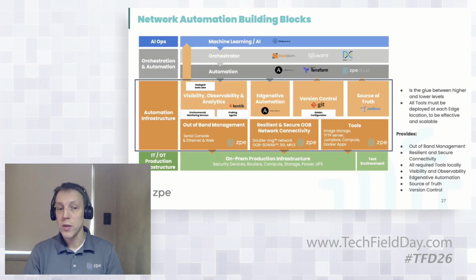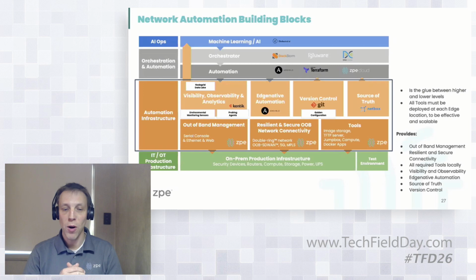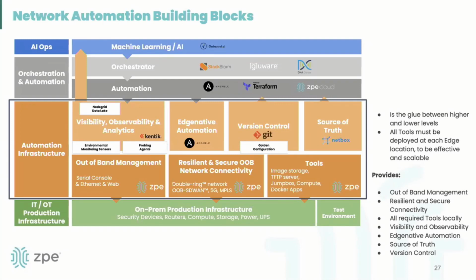In total, there are 7 building blocks which we're going to look at. We have the out-of-band management in itself. We have the resilient and secure out-of-band part, which Karush termed so nicely our rings of power. Then we have the tools, which are really important, typically a jump box, for example, which you would be familiar with. Then your visibility and observability tools, your edge native automation, which we're going to look at, and the version control and source control. I'm not going to cover those in detail, so we're going to focus on the first 5.